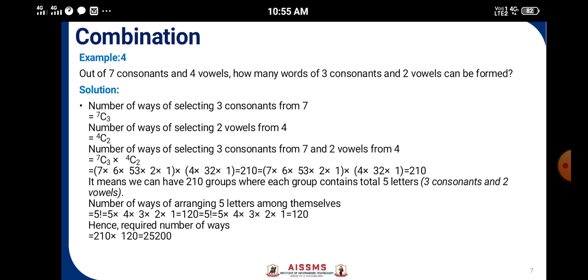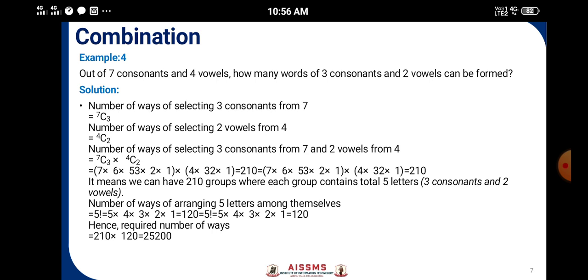Consider another example. Out of 7 consonants and 4 vowels, how many words of 3 consonants and 2 vowels can be formed? So, number of ways of selecting 3 consonants from 7 is 7C3. Number of ways of selecting 2 vowels from 4 is 4C2. Number of ways of selecting 3 consonants from 7 and 2 vowels from 4 is 7C3 into 4C2, which we get the answer as 210. It means we can have 210 groups where each group contains the total 5 letters.